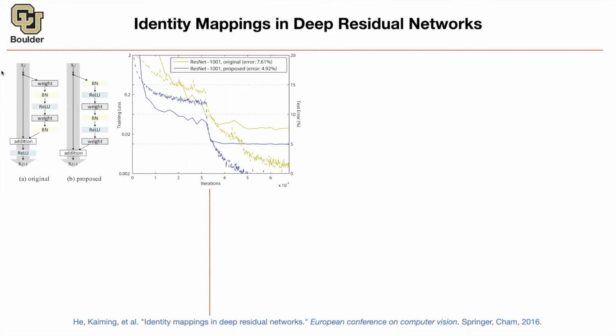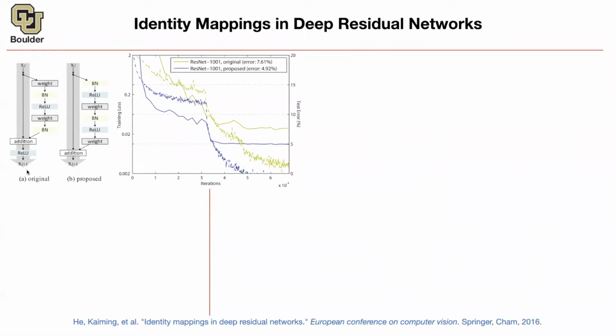This is the original network, or the original building block of a residual network. The feature maps from the previous layer go in. Then you do a convolution, you do a batch norm, then a ReLU nonlinearity, then you do another convolution, then a batch norm, then you add it to XL using the addition operation, then you do a nonlinearity, and that's going to be your XL plus 1.